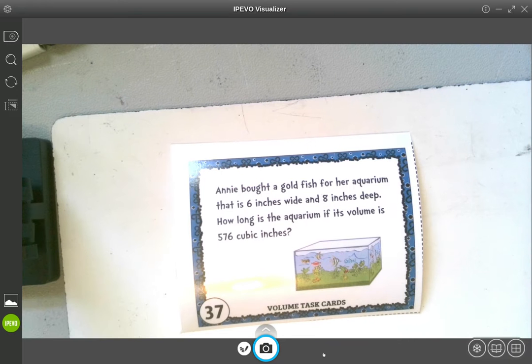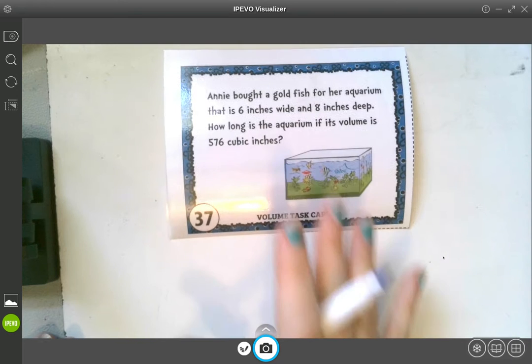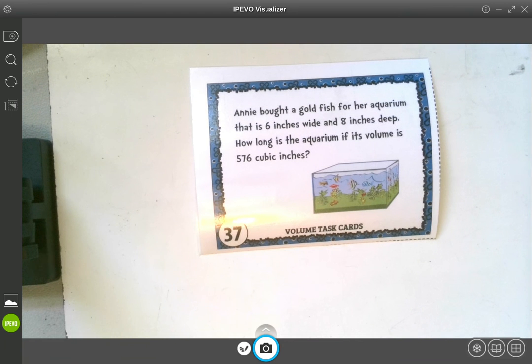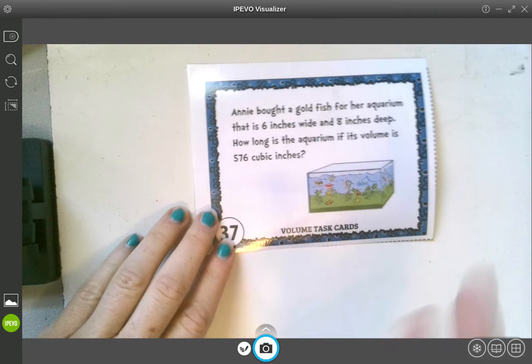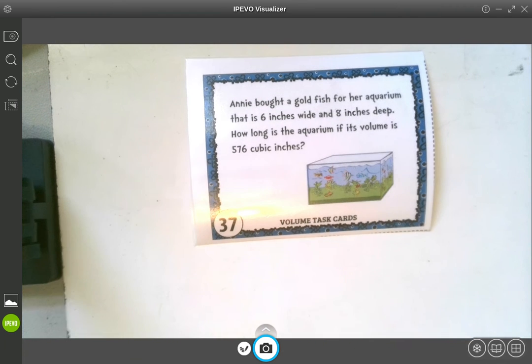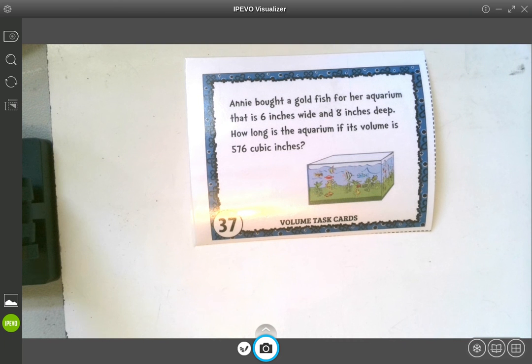Let me go ahead and project what I'm going to work on here. So this actually goes hand in hand with our mini lesson from yesterday when we were finding missing side lengths. So same type of idea, but now we're putting it in a word problem format. So Annie bought a goldfish for her aquarium that is 6 inches wide and 8 inches deep. How long is the aquarium if its volume is 576 cubic inches?